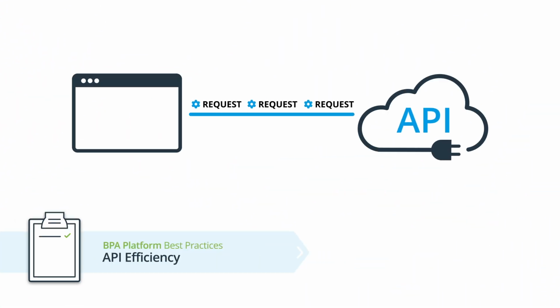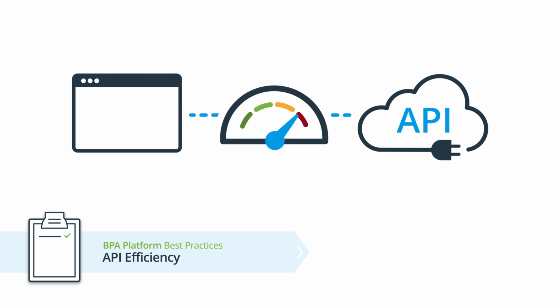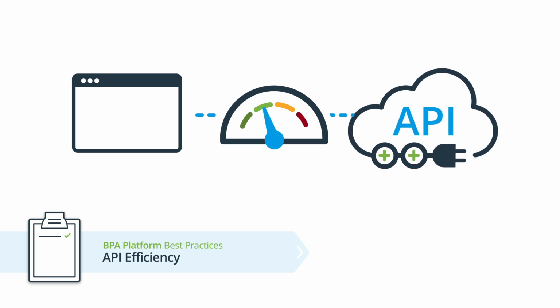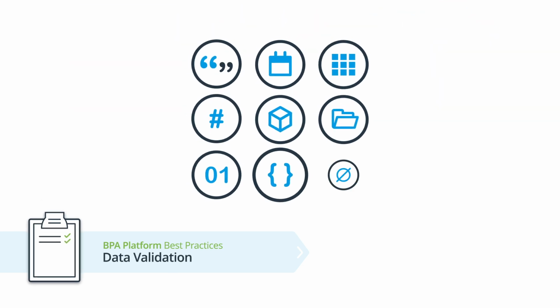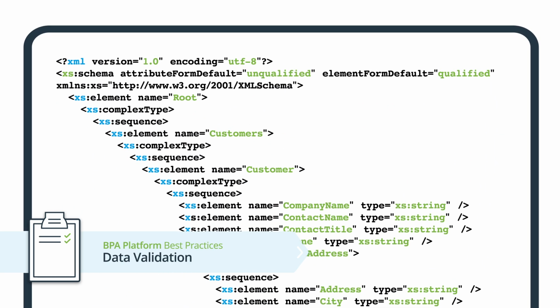Use batch requests instead of multiple API calls. Consider API throttling limits and higher capacity options if available. Check data types, schemas, and completeness when inferring from example data.